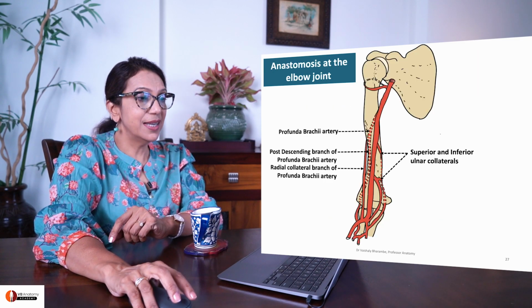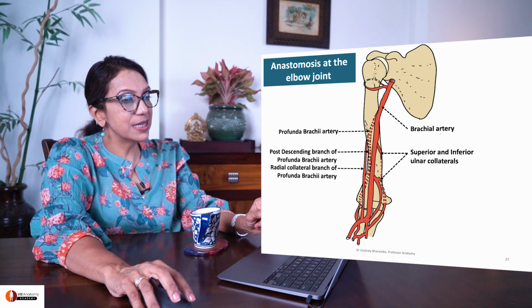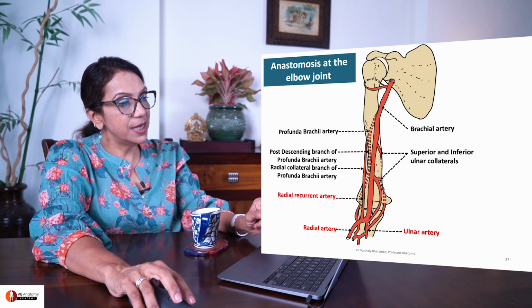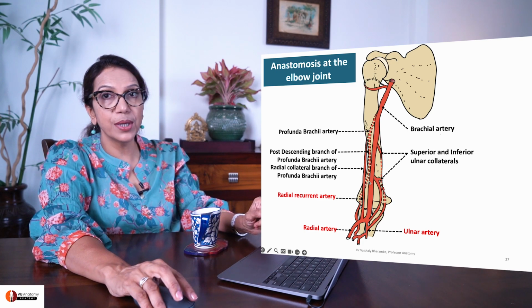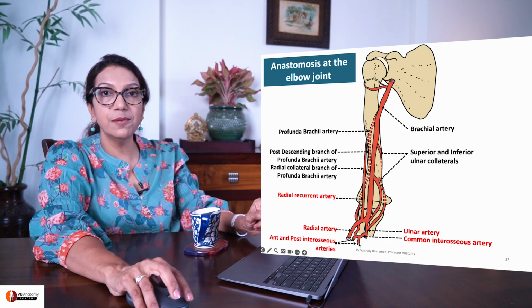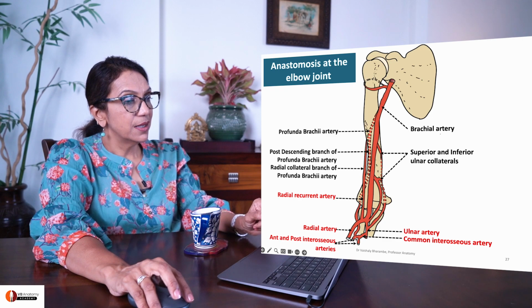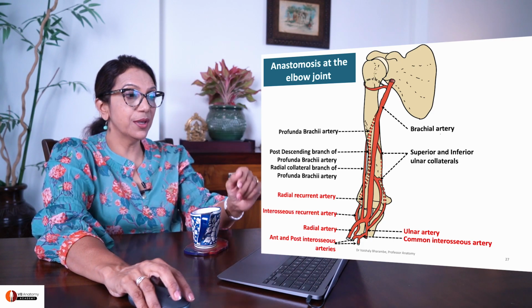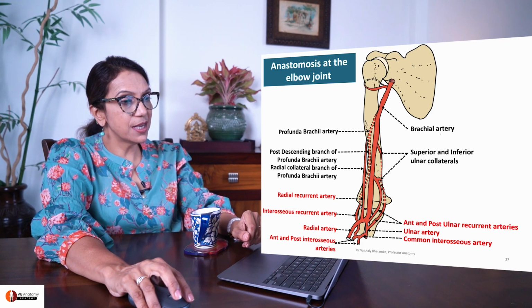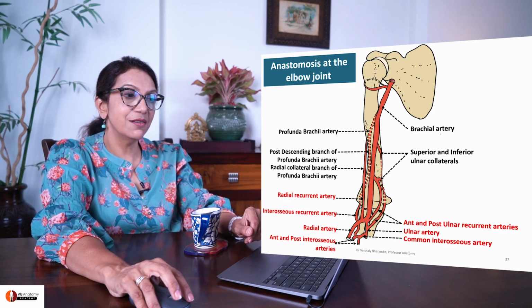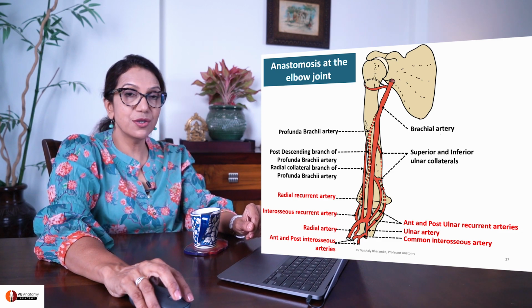Fine, let's draw. Take a look at this image now. And here you can see the brachial artery descending in the cubital fossa, dividing into ulnar artery and radial artery. Radial is giving rise to radial recurrent, which is going up. Ulnar is giving rise to common interosseous, which is dividing into anterior and posterior interosseous arteries. The interosseous artery is then giving rise to interosseous recurrent, which is again coming up. Okay. Here the ulnar artery is giving rise to anterior and posterior ulnar recurrent, which anastomose with superior and inferior ulnar collaterals, branches of brachial artery.